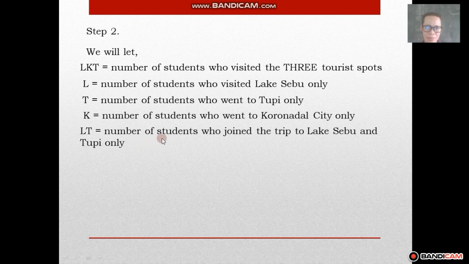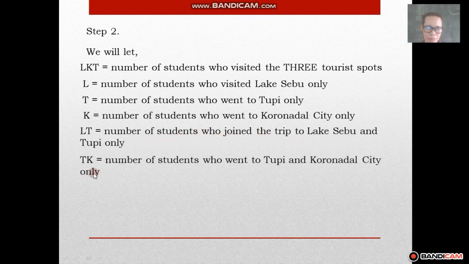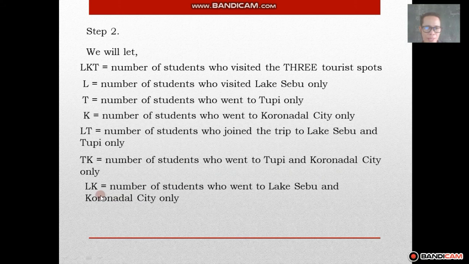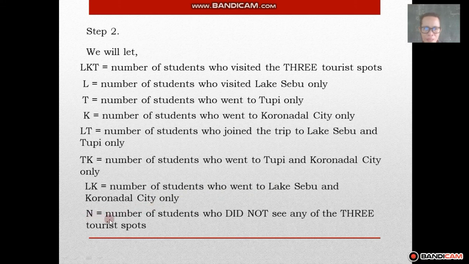Then we'll let LT be the number of students who joined the trip to Lake Cebu and Tupi only. Then we'll let TK be the number of students who went to Tupi and Coronadal City only. Then LK, the number of students who went to Lake Cebu and Coronadal City only. Then N, the number of students who did not see any of the 3 tourist spots. So there is a group of students here who did not visit the 3 places. Alright.